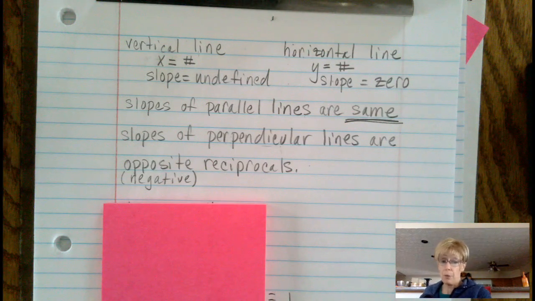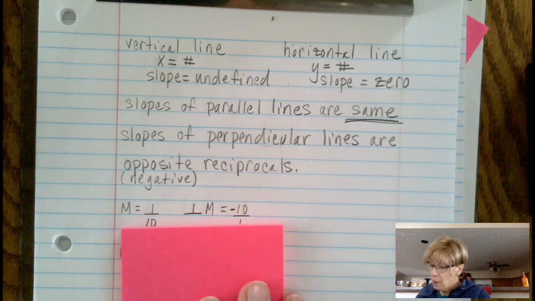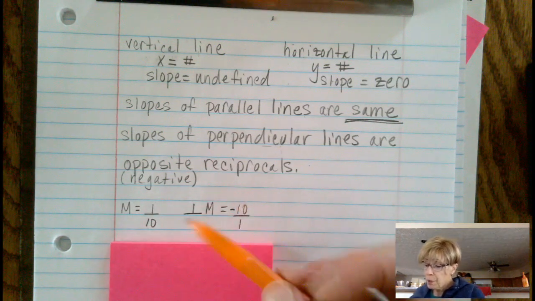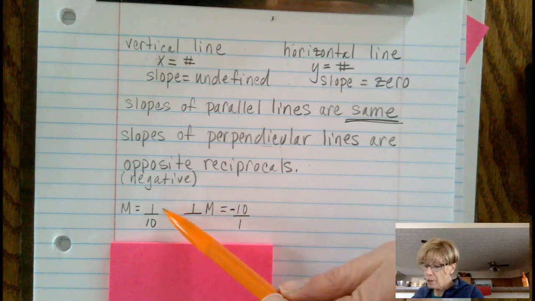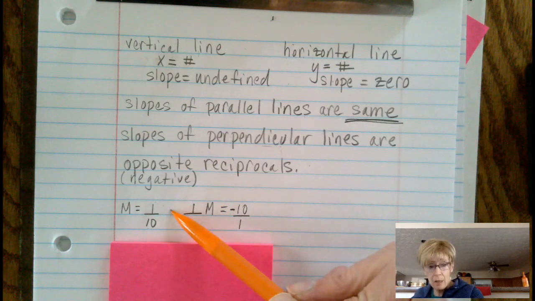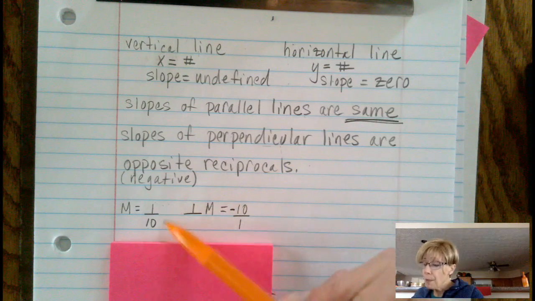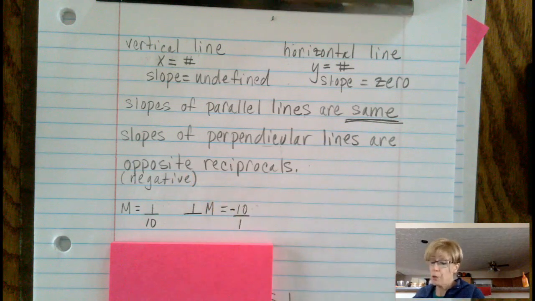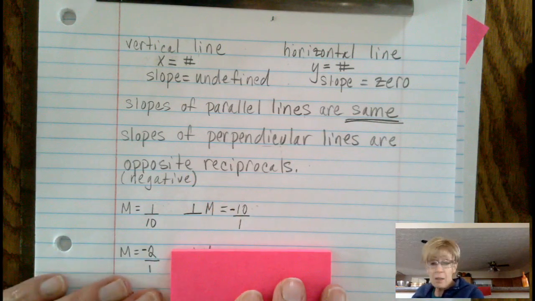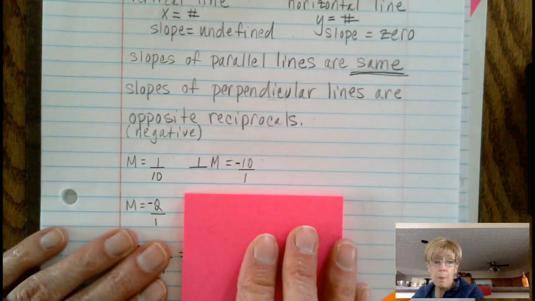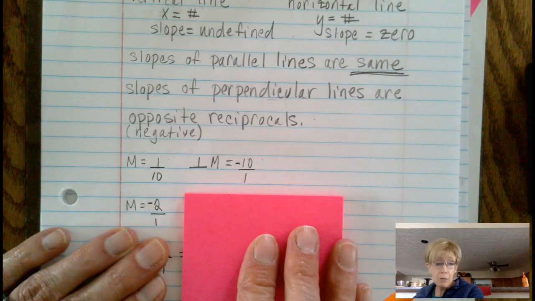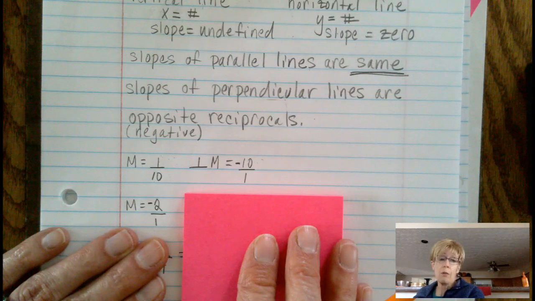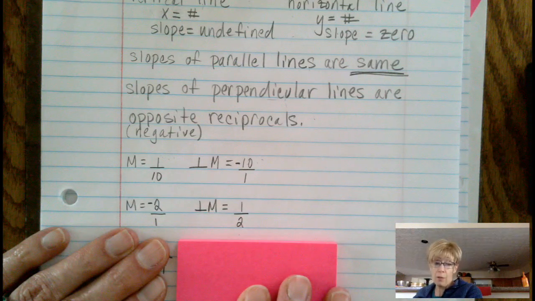If we look at this first one here, I just gave a couple of examples. If the slope is 1/10, then the reciprocal part means that we have to flip that fraction, and then we have to change the sign. That's the opposite part, or the negative part. Same thing on this next one. If the slope is -2, I wrote it over 1, because the reciprocal means that we have to flip that fraction, and then we have to change the sign. Since this was -2, this is +1/2.